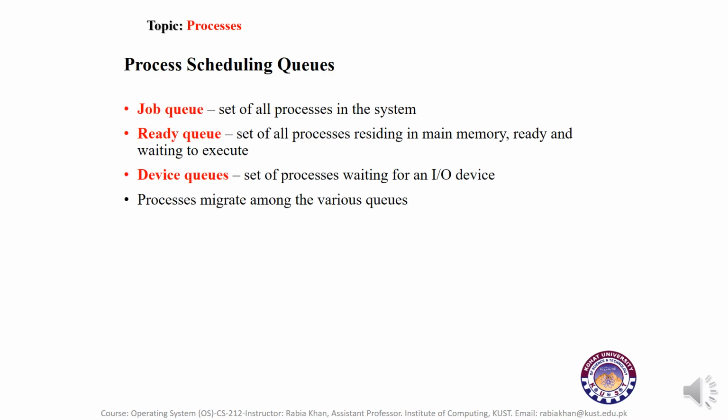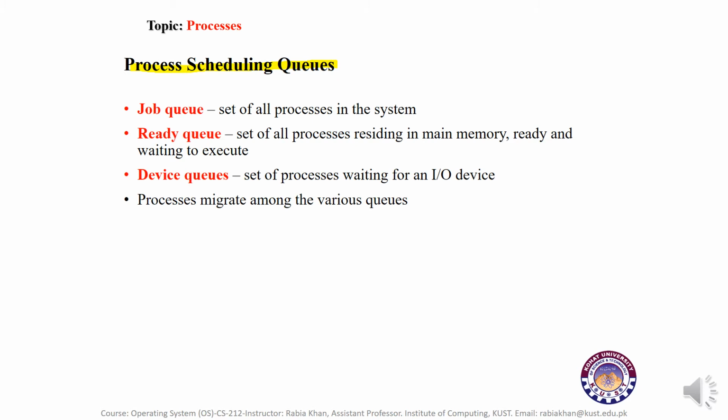Now, what are scheduling queues? Process scheduling queues means there are some queues at various locations within your system in which processes are waiting one after another in a line, in a queue. So some queues are there within your system.